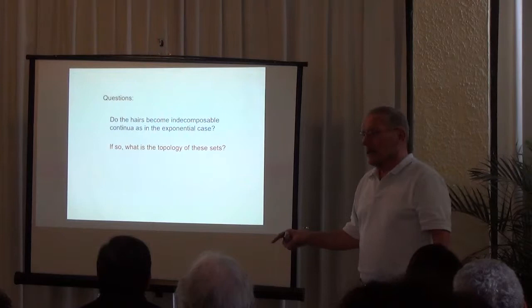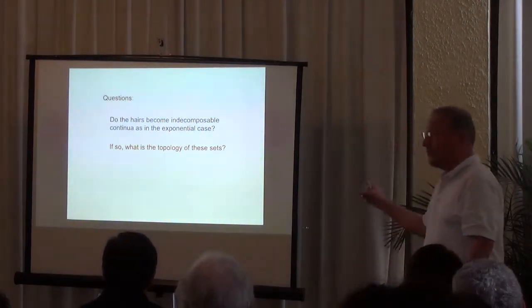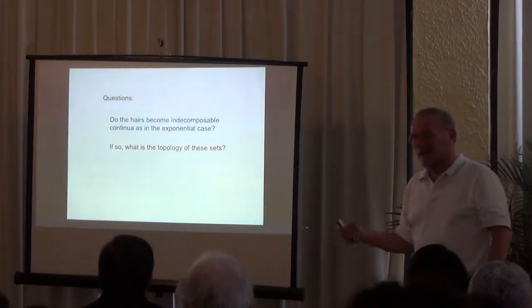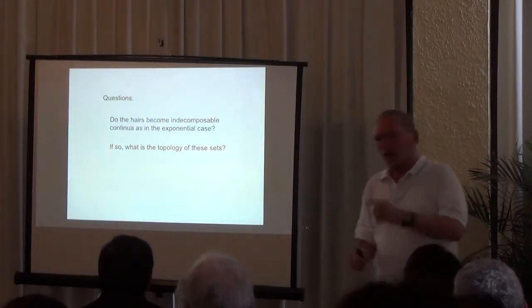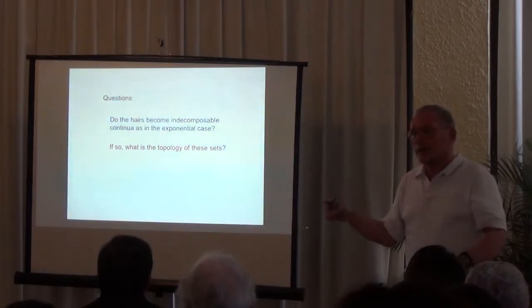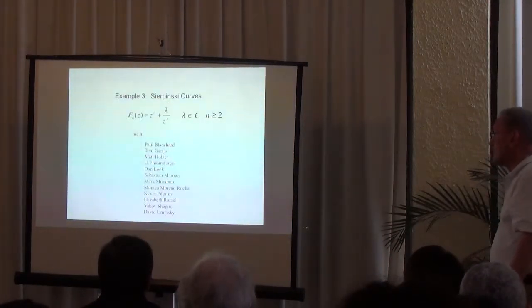Big difference. For the exponential, we had that omitted value. For sine, we had critical points. Infinitely many critical points. Now only 2 critical points because there's 2 critical values. Well, only 1 because the critical values behave symmetrically. Critical points are different from the asymptotic values.